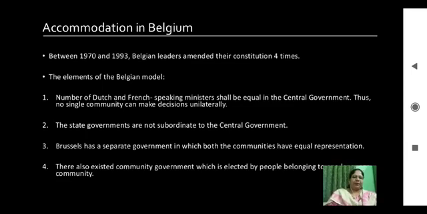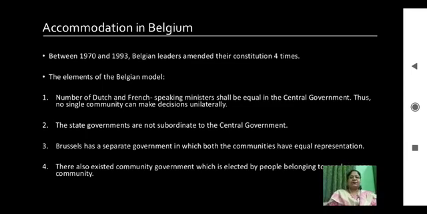What is a model? A model is an ideal. An ideal system, an ideal process is a model. A particular person can be a role model. That's how we use this word model. And that is why we are calling this particular accommodation in Belgium the Belgian model.